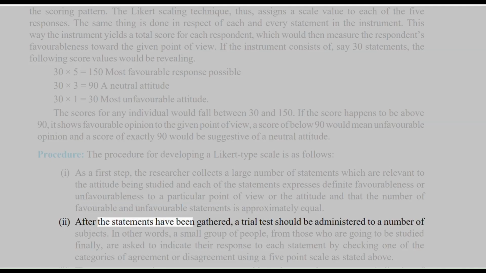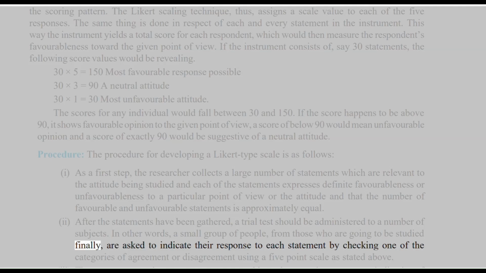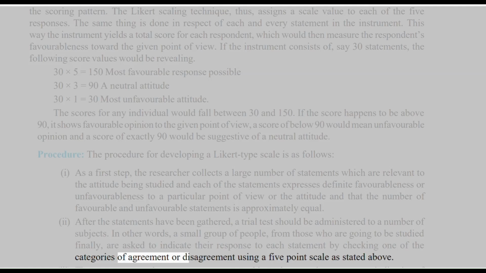2. After the statements have been gathered, a trial test should be administered to a number of subjects. In other words, a small group of people, from those who are going to be studied finally, are asked to indicate their response to each statement by checking one of the categories of agreement or disagreement using a 5-point scale as stated above.